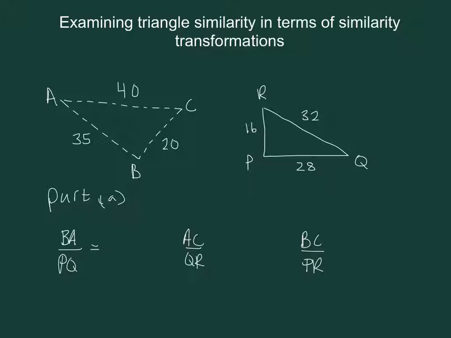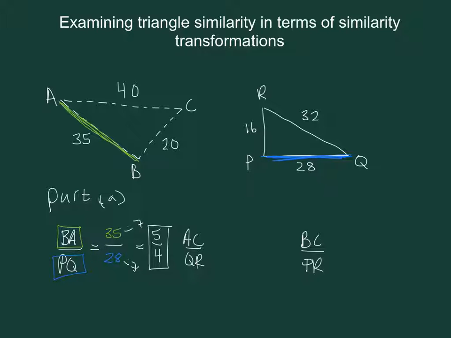All right, so let's look at this. I've got BA, which is this distance right here. Okay, so there's BA, and it is 35 over PQ, and PQ is right here. Okay, and it is 28. Now I look at 35 and 28, and I know both are divisible by 7. Okay, and so when I do this, I'm going to get 35 divided by 7 is 5, and 28 divided by 7 is 4. So I know 5/4 is the ratio for BA over PQ.